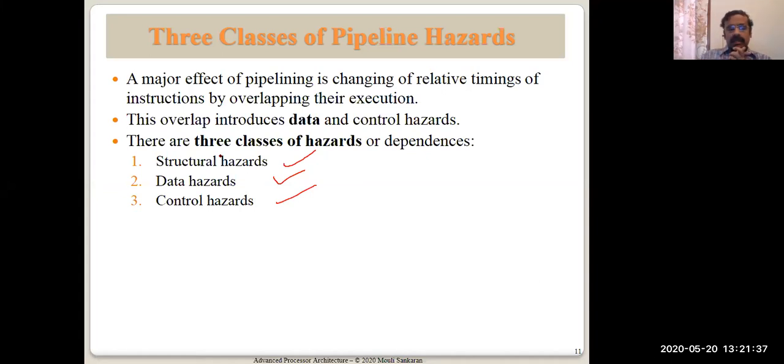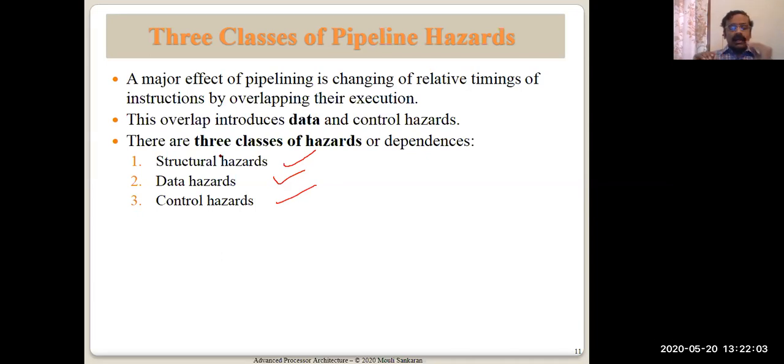Data hazard. It is some data dependency between instructions. Because I want a result of the previous instruction, which is not yet completed, it's a data hazard. So there is a data dependency because of which I am not able to go further in the execution of instruction. So it's a data hazard.